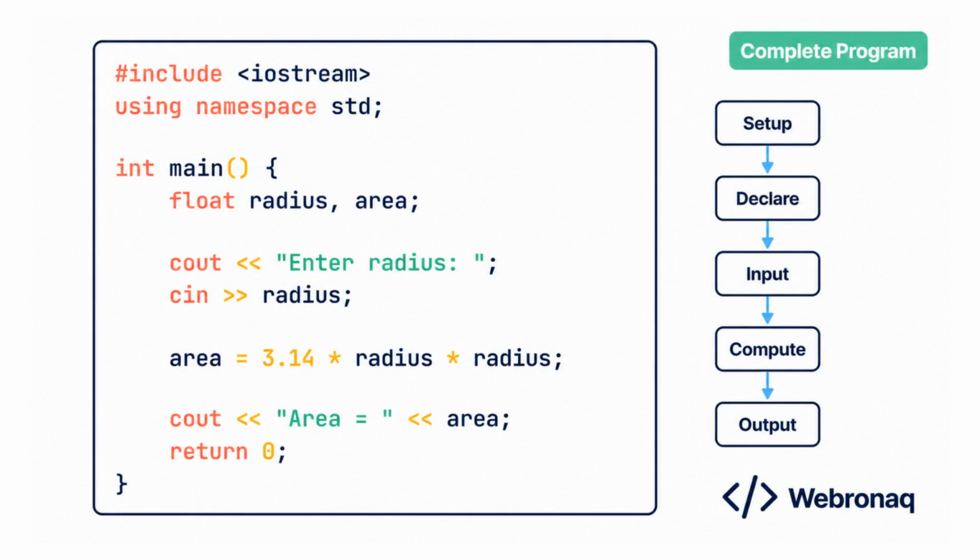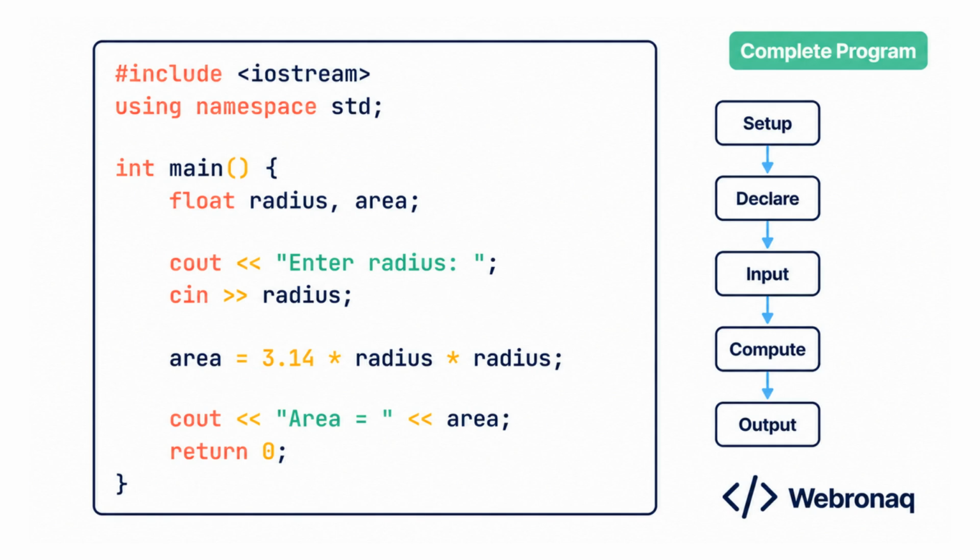Alright, let's step back and look at the whole thing together. What you're seeing is a complete, working C++ program in just about a dozen lines. And if you trace it top to bottom, it follows the exact same pattern that every program, from a simple calculator to a video editor, follows underneath. Setup, declare, input, compute, output.